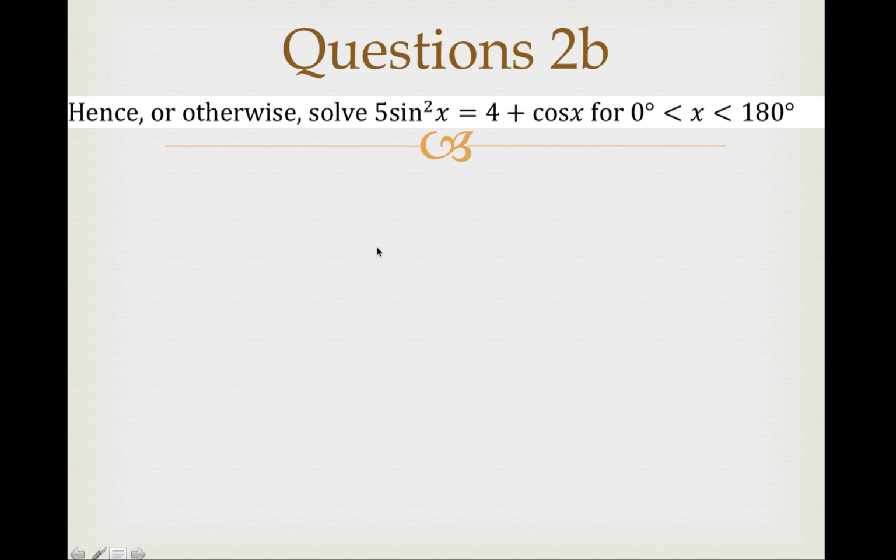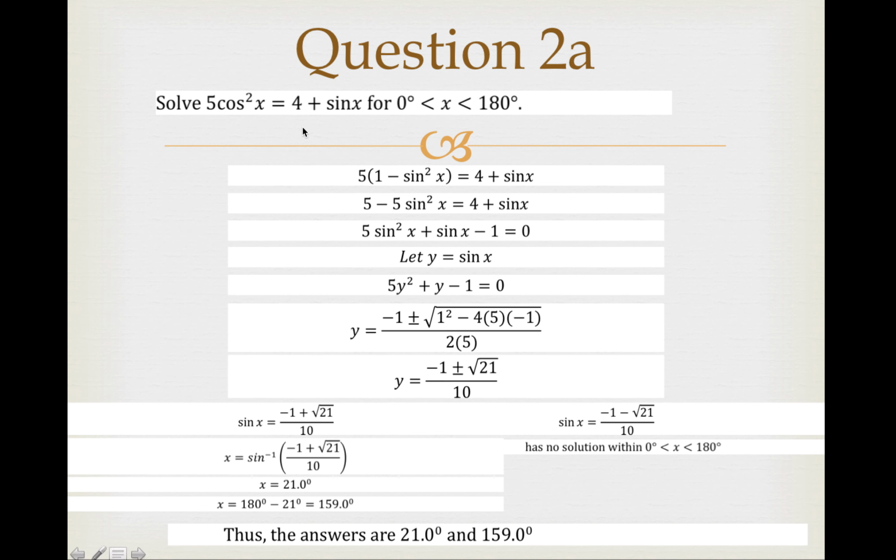Now, question 2b. Hence or otherwise, solve 5 sine squared x is equal to 4 plus cosine x. The equation here looks very similar to question 2a. But this one was cosine squared x in question 2a; in question 2b, this becomes sine squared x. This was sine x in question 2a, and it becomes cosine x in question 2b.